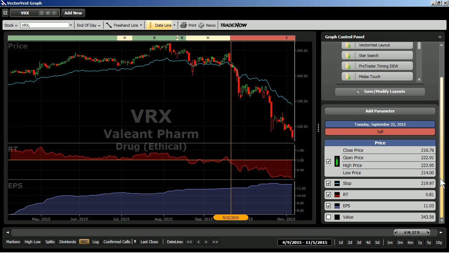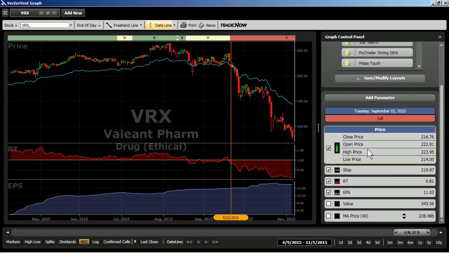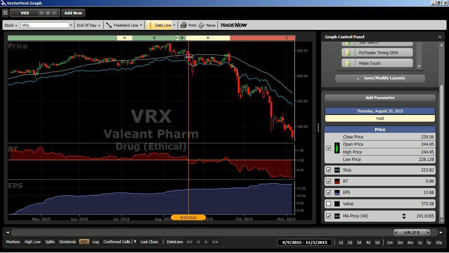Now, one of the other features Dr. D likes to put on our graphs is a simple moving average, and we like to put the 40-day moving average on. So all I did was right-click in the price column and add it from the menu. I go ahead and add it to the actual graph, and we can see as far back as August the 20th, we saw the stock fall below the 40-day moving average.